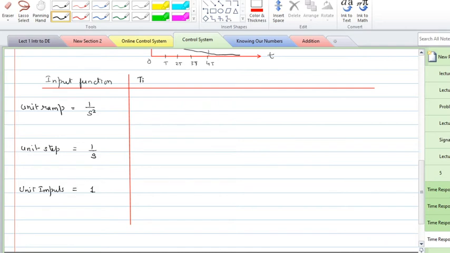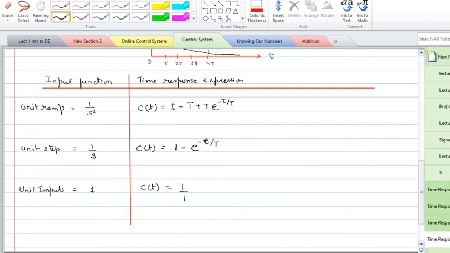Then the time response expression which we have studied was C of T is equals to t minus T plus T e raised to power minus t by T. In this case, the time response was 1 minus e raised to power minus t by T, and in this case the response was 1 by T e raised to power minus t by T.